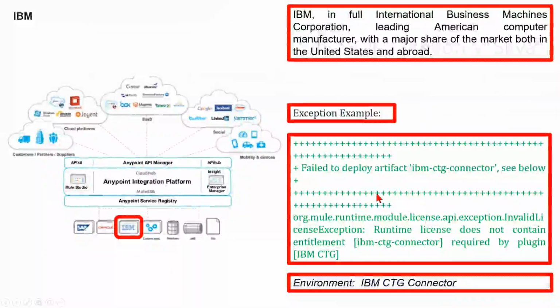As an exception example, we can consider this one: failed to deploy. This occurred in the IBM CTG connector. Failed to deploy artifact IBM CTG connector. See below, org.mule.runtime.module.license.api.exception.InvalidLicenseException: Runtime license does not contain entitlement IBM CTG connector required by plugin IBM CTG.